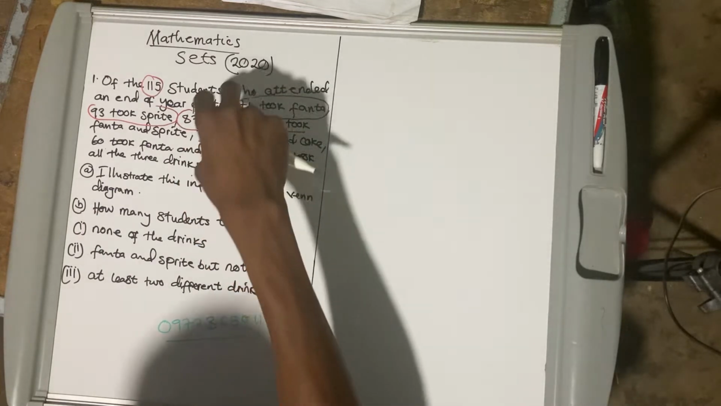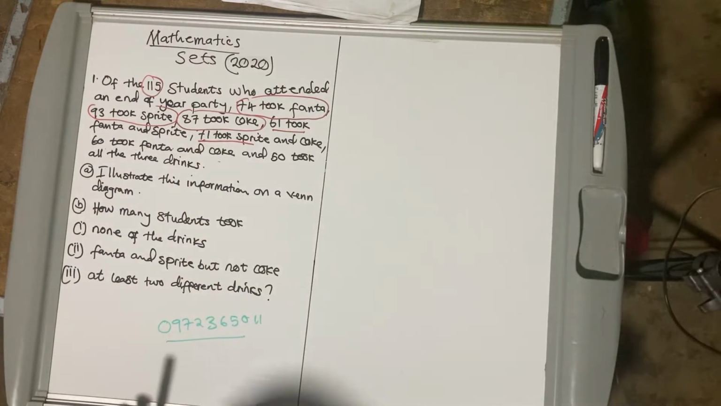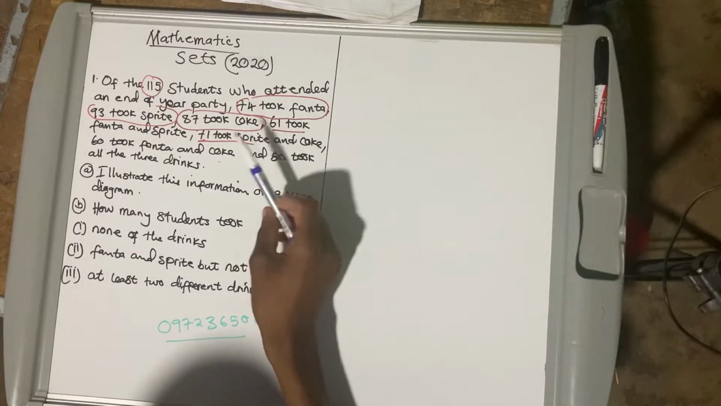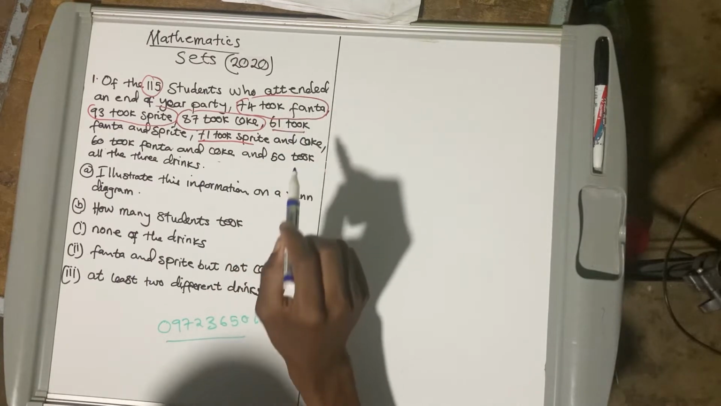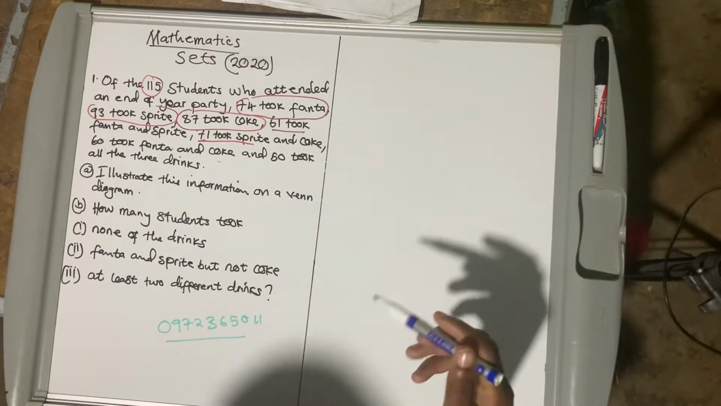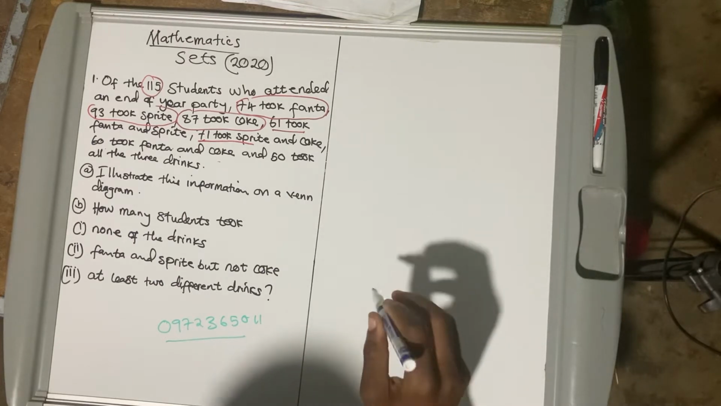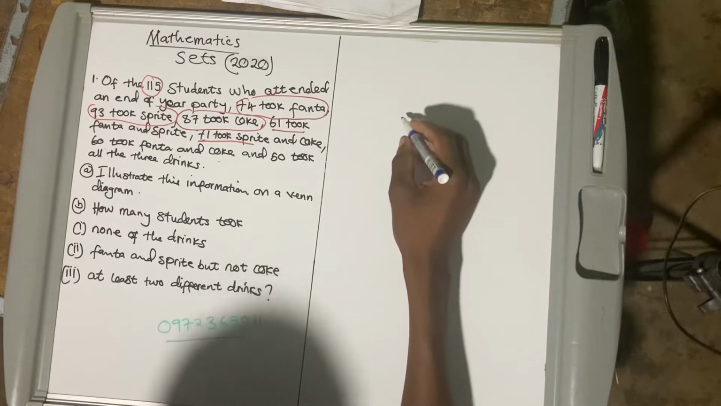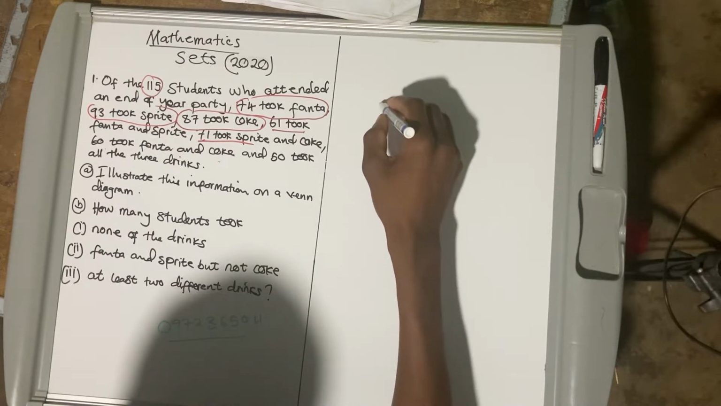So we want to put this information on the Venn diagram. First of all, how many types of drinks have you heard so far? There are three types of drinks. We have Fanta, we have Coke, and Sprite. So we need to draw three circles representing the three types of drinks.